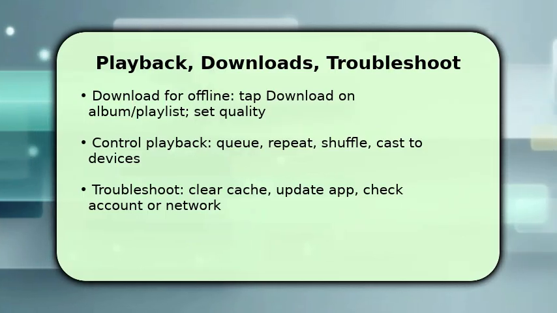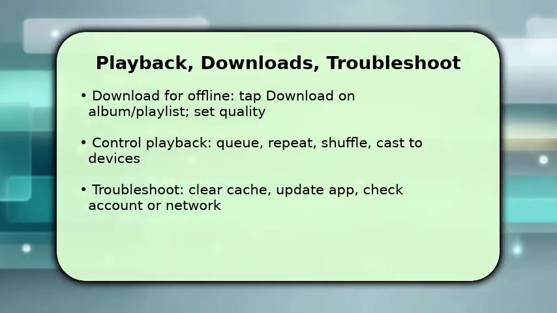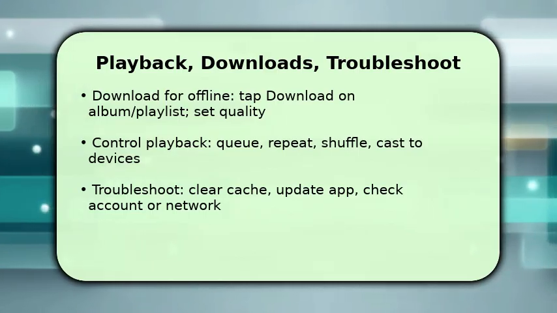If things go wrong, clear the app cache, update the YouTube Music app, and confirm you're signed into the correct account. If downloads fail, check storage and network settings. Otherwise, restart the device. That fixes most transient errors.